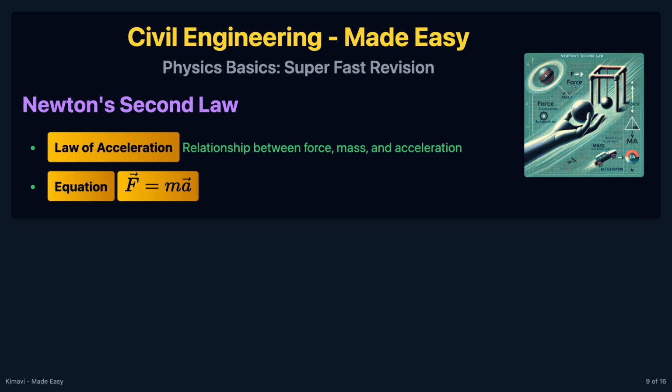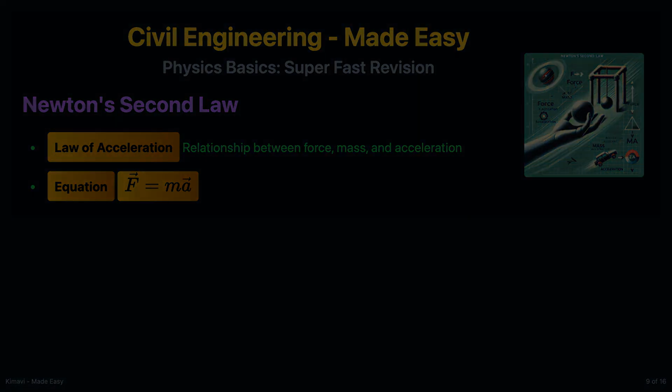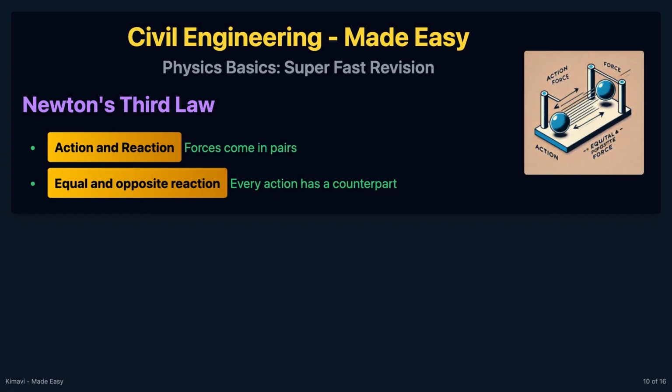In this equation, vector F is the net force applied to the object. The mass of the object is represented by m, and vector A is the acceleration that results from the force. This means the greater the force acting on an object, the greater its acceleration. But if the object has more mass, it will accelerate less for the same amount of force. Newton's third law, also known as the law of action and reaction, states that for every action, there is an equal and opposite reaction.